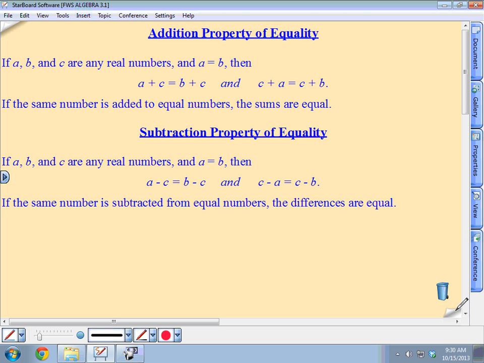All right, so you wrote some of these. If you weren't here on Friday, then you didn't write them down. But all we did Friday after the test is we just wrote these in our notebook. So you can write those down if you haven't already. And they're the addition property of equality and the subtraction property of equality.